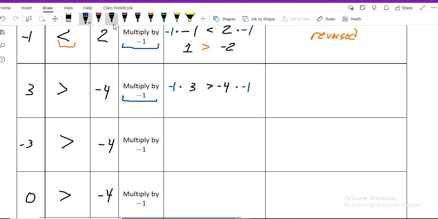From there, let's actually solve it. Negative 1 times 3 gives me negative 3. Negative 4 times negative 1 gives me positive 4. Same signs give us a positive. Different signs with multiplication gives us a negative. And again, we have to reverse our symbol because now positive 4 is greater than negative 3. So again, we reversed.